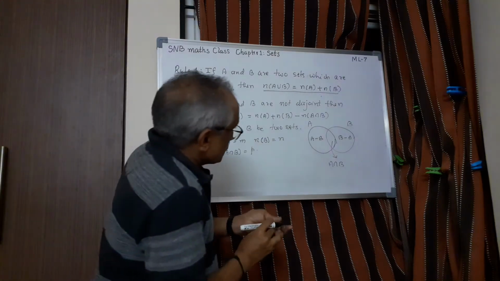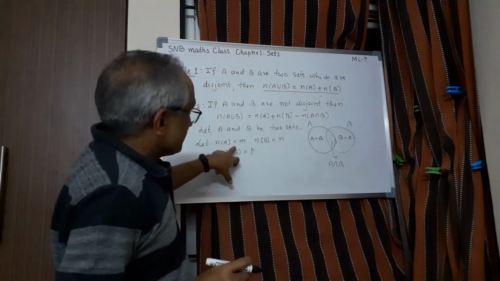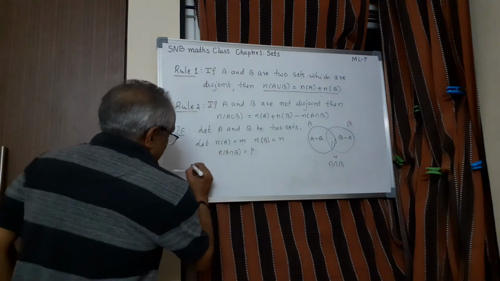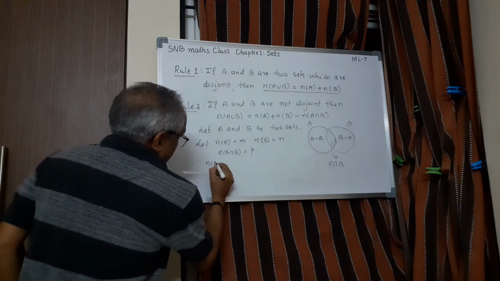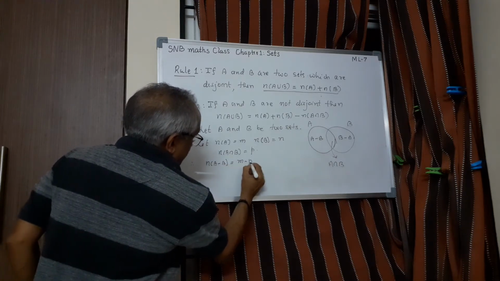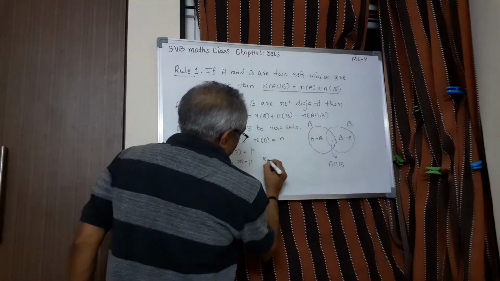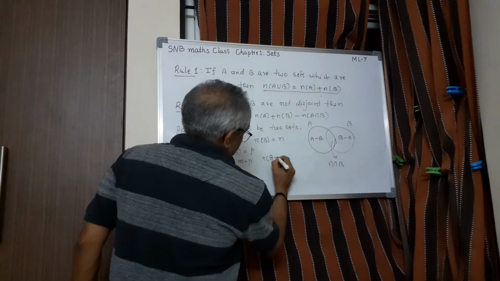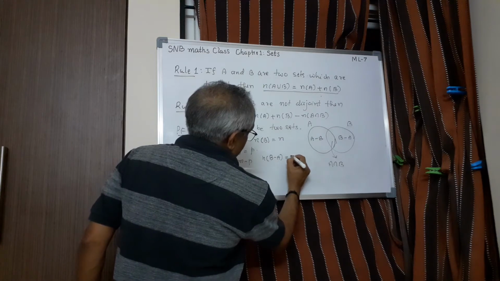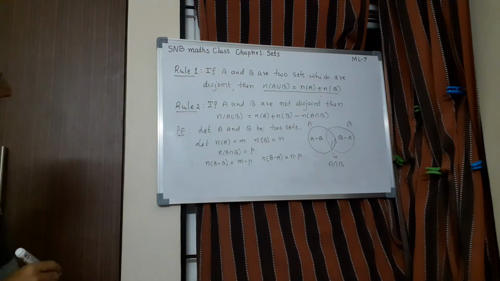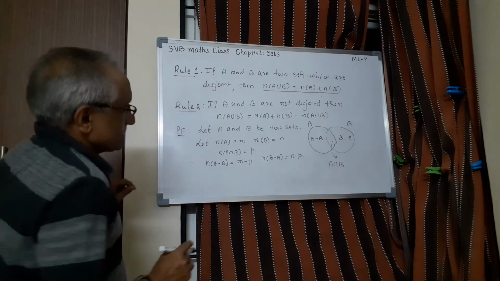So here the total element is M. This is having P elements, therefore the number of A minus B should be M minus P. And the number of B minus A should be equal to N minus P. Now let us use this relation.